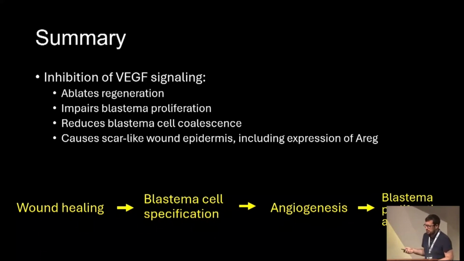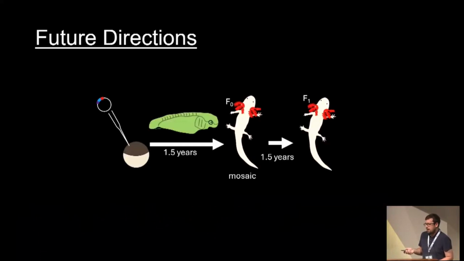So I'm going to talk a little bit about future aims now. I didn't realize how long it took to make an axolotl transgenic or mutant when I first started this project, but it takes about 3 years. So axolotls are pretty slow living animals.